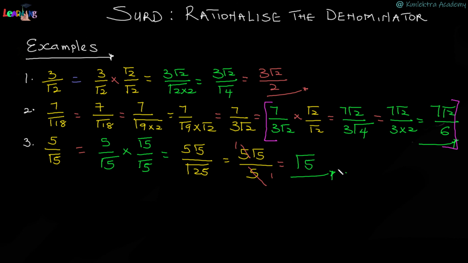Now, with these 3 examples, I believe you should be able to rationalize a fraction having its denominator as a surd.